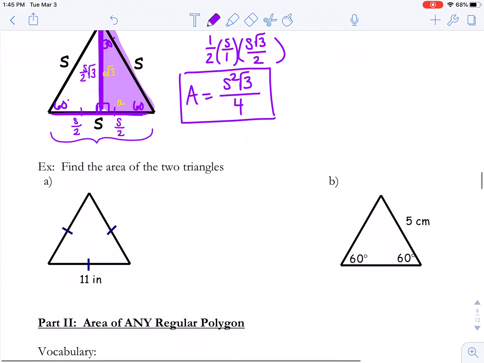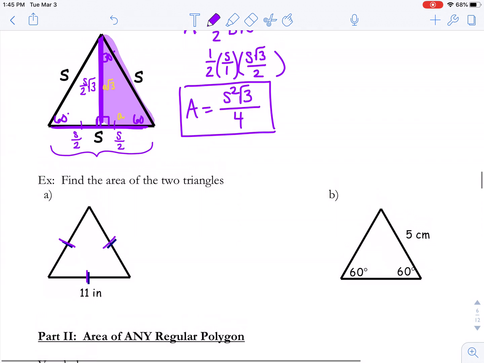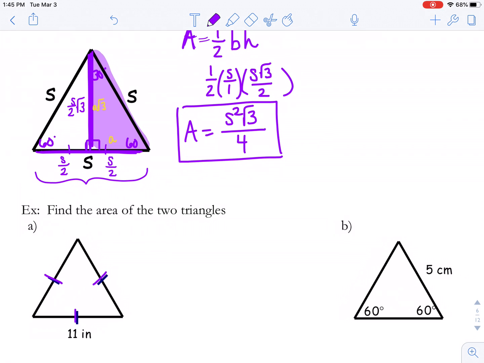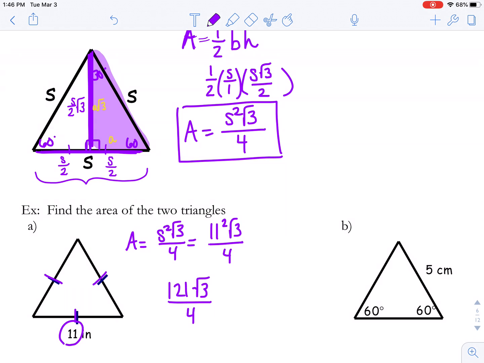If you take a look down below, we can apply this formula, side squared root 3 over 4, to both of these triangles. In letter A, we know this is an equilateral triangle because all the side lengths are congruent. Whereas in the beginning of the chapter, we were going to have to go through all of this work to find the area. Now that we know this formula, side squared root 3 over 4 will help us find the area. All we have to do is plug in 11 for the side. So it's going to be 11 squared root 3 over 4. 11 squared is 121 root 3 over 4. 121 over 4 doesn't simplify, so we just put our units and we're done.